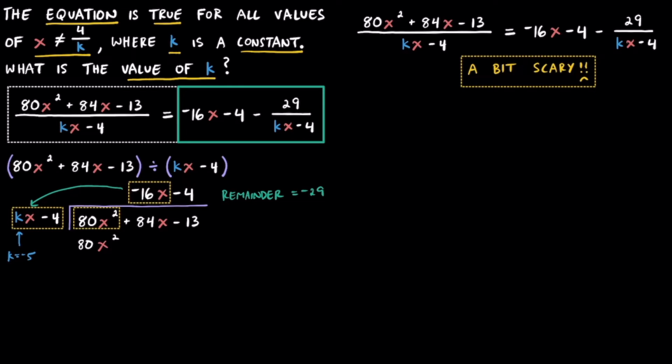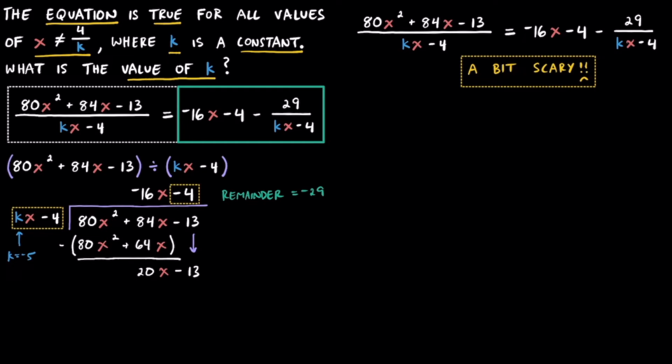So going ahead and multiplying it out, negative 16x times negative 5x is going to be positive 80x squared, and negative 16x times negative 4 is going to be positive 64x. Don't forget to give this line a hug and put parentheses around them and subtract to find the remainder, so the 80x squareds are going to cancel out, and 84x minus 64x is going to be 20x. Then, just like normal long division, we're going to bring down this negative 13 and then try this process again.